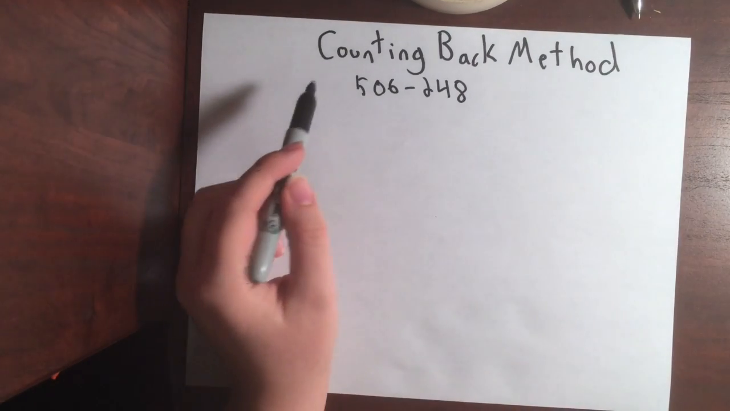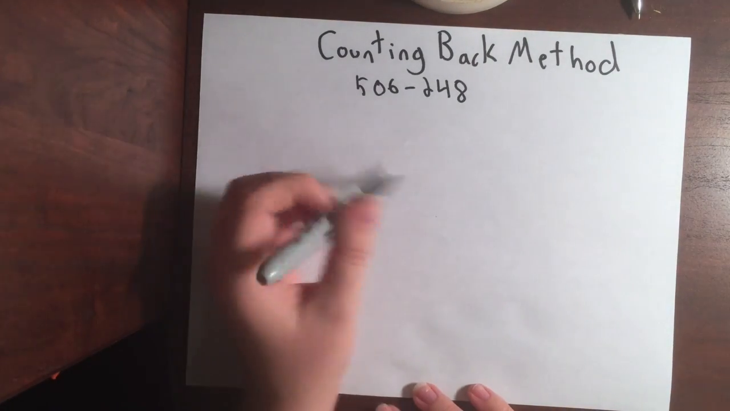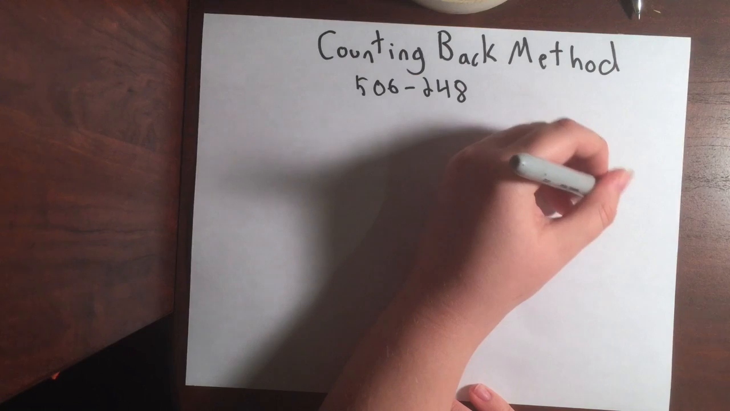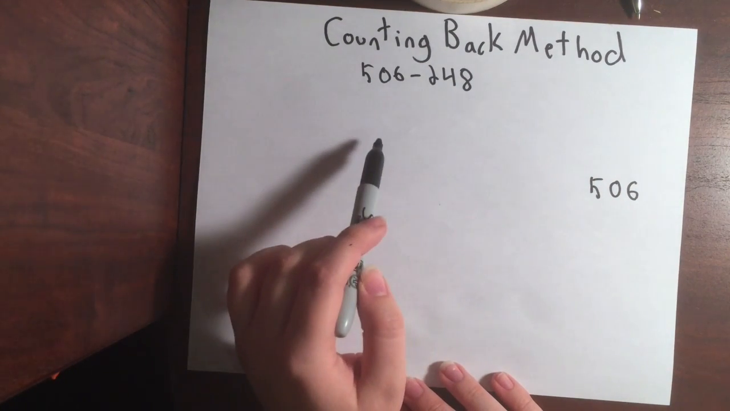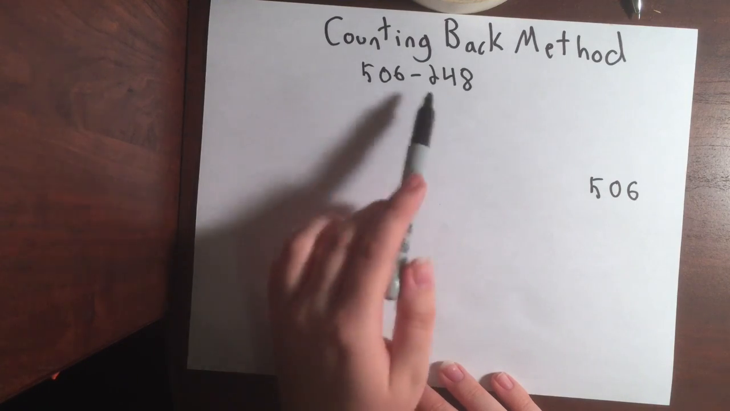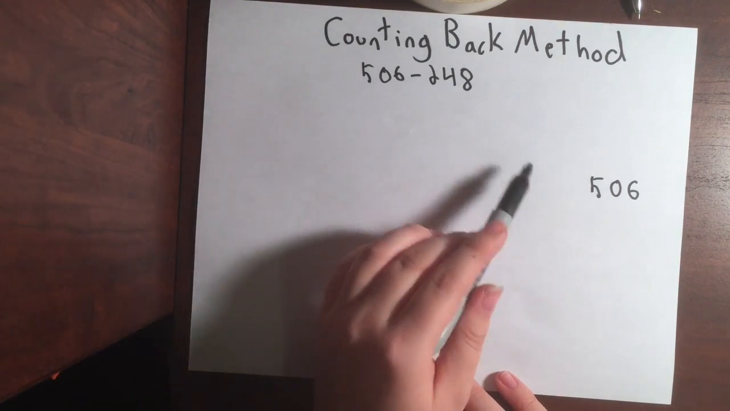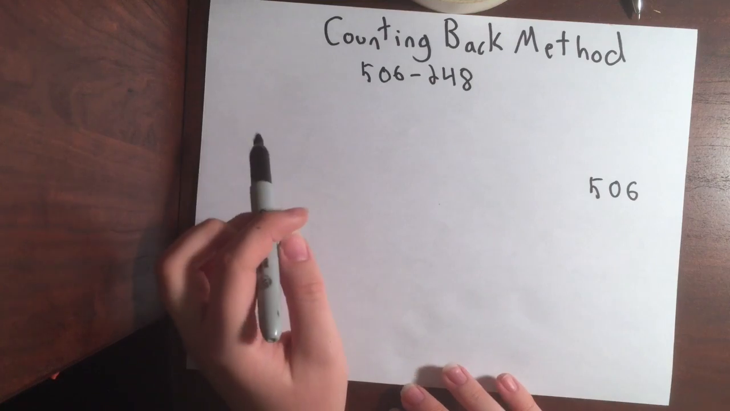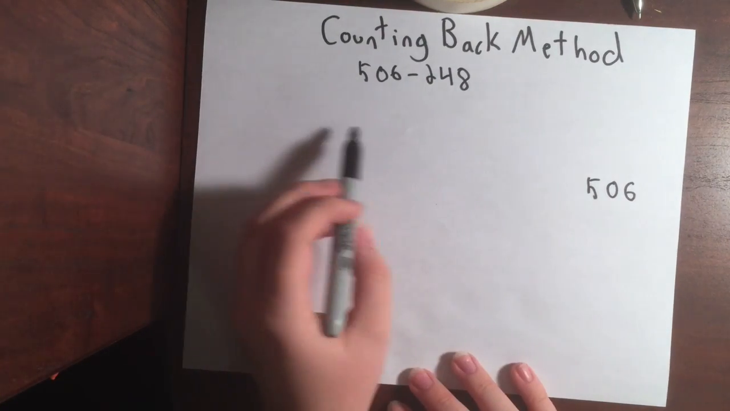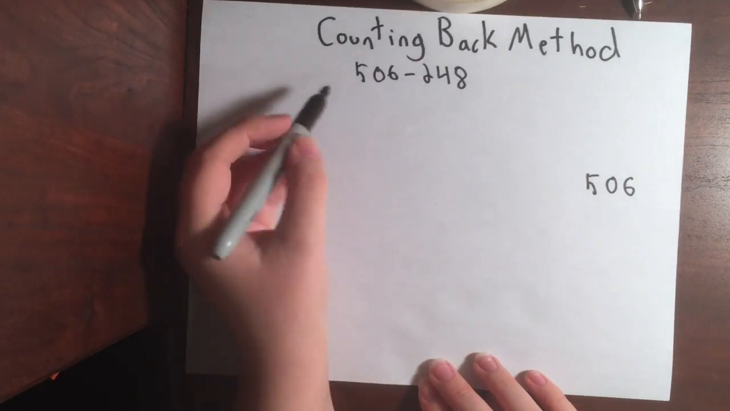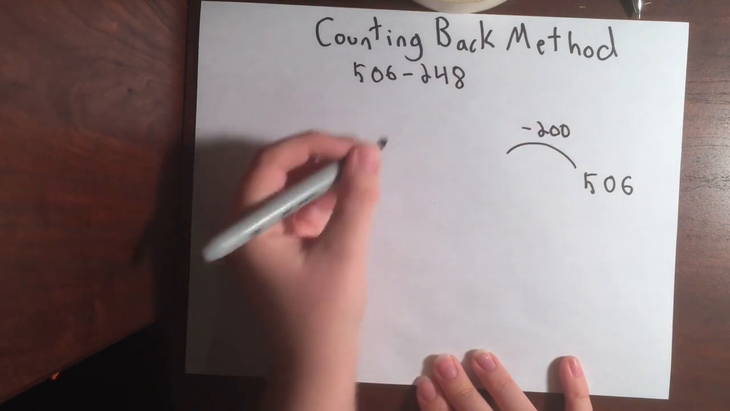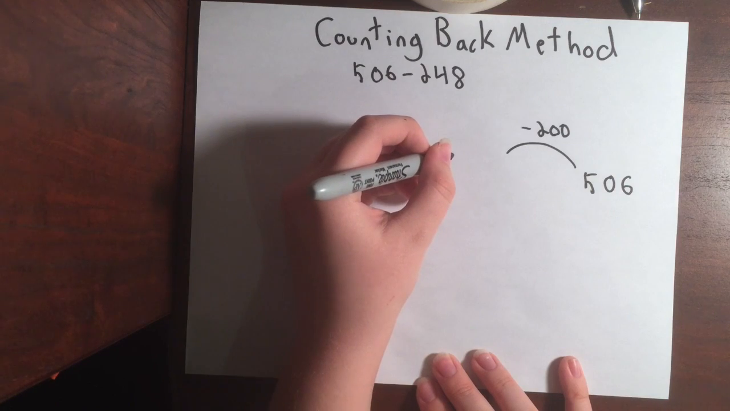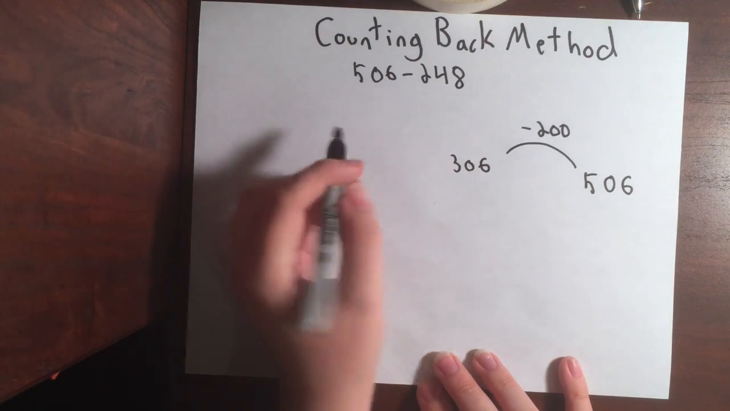With the counting back method, we're going to be counting back from 506 to 248, but we're going to be using smaller and easier to use numbers instead of just taking it all away at once. So we're going to count back until we hit 248. Let's start with a simple number and take 200 away. So we can say minus 200, and this will put us at 306.